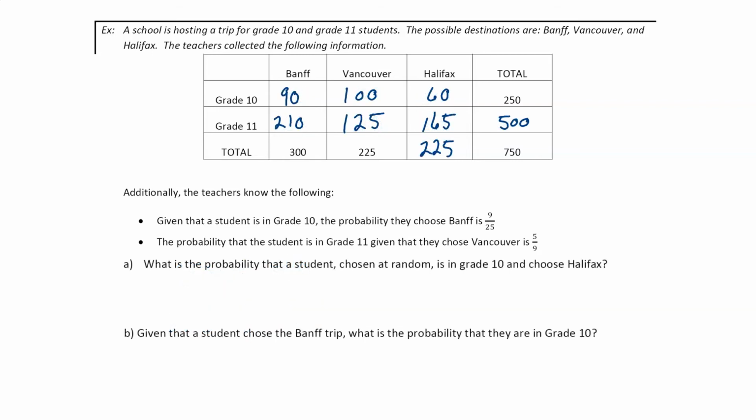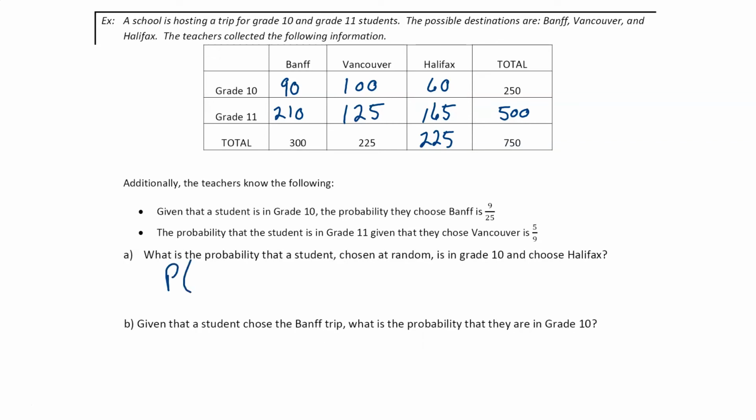Let's answer a couple of questions now using the table. What is the probability that a student, chosen at random, is in grade 10 and chose Halifax? So we're looking for the probability they're in grade 10 and going to Halifax. So the probability of grade 10 and Halifax is 60. And because we're doing a random selection from the total group, that's total out of 750. We weren't given anything there, so we assume it's therefore out of the total. And 60 out of 750 can be reduced down to 2 out of 25, dividing both top and bottom by 30.